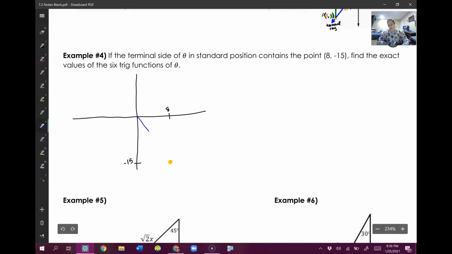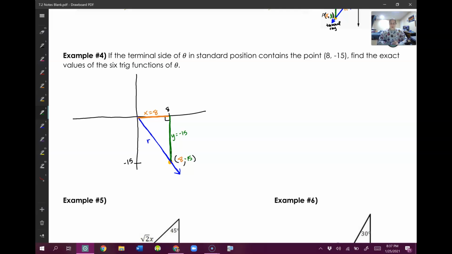Now let's graph our terminal side through that point. So this would be our R. And now we can make a right triangle out of this, where this would be our X. Side to side is always the X, which in this case, our X value, let's write it down, is 8. And then Y is always up and down. So our Y value is -15.